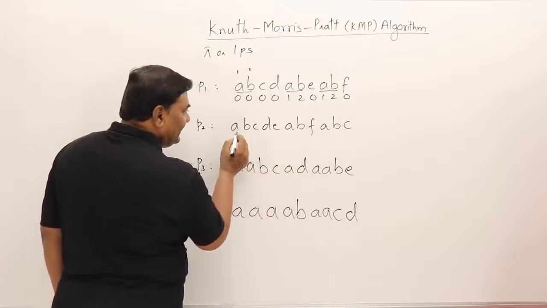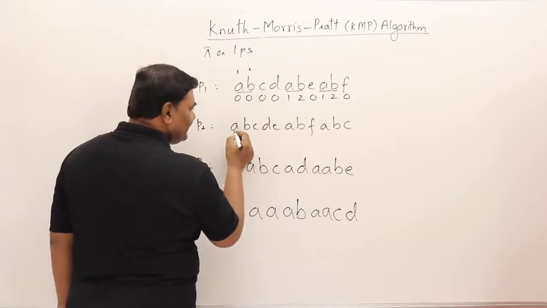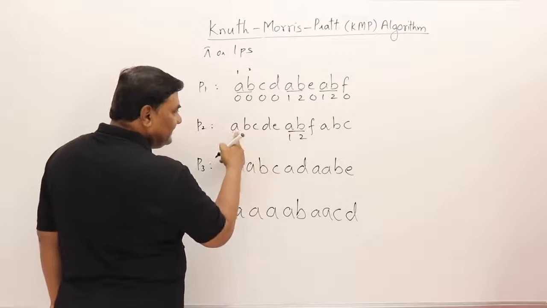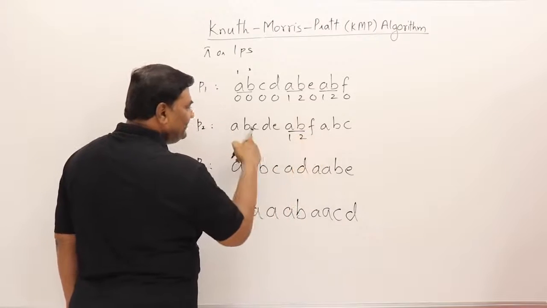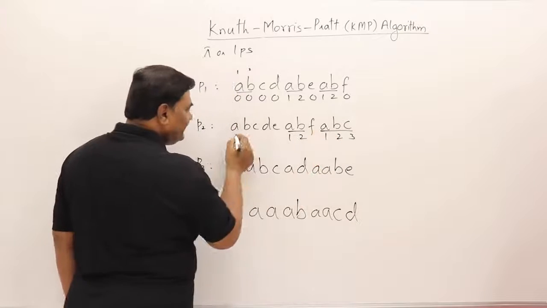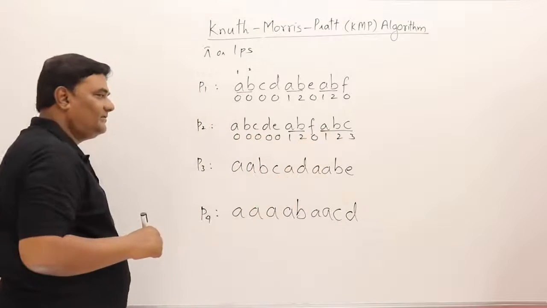Next, let us look at this pattern. A, is it appearing anywhere? Yes, it's appearing. Oh, B is also appearing. So this is matching. So this is 1 and 2. Then A anywhere? Yes, it's appearing here. So B, C also appearing. So these three are matching. 1, 2, 3. Rest of them are all zeros. This is a pi table.